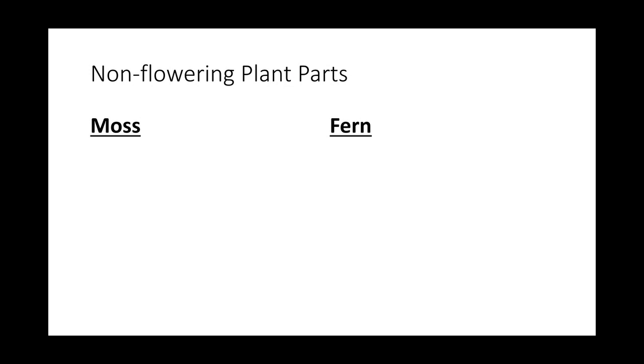Okay, so we have basically split up plants into flowering and non-flowering. Previously we have been focusing more on flowering plants. So now we're going to look at non-flowering plants. Non-flowering plants basically are either moss or fern.